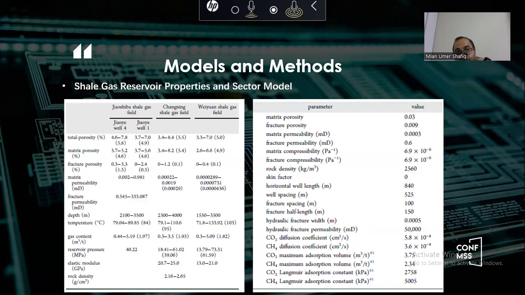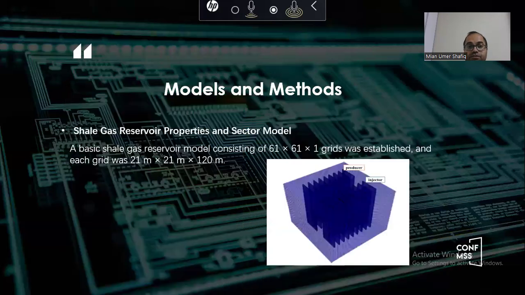For example, there are different fields like the Shiba shale gas field, Changning shale gas field, and Weiyuan shale gas field, and they have different properties like porosity, fracture porosity, matrix porosity, permeability, depth, temperature, gas content, reservoir pressure, elastic modulus, and rock density. So these are different parameters which are used, and we have to get the average value. For example, for matrix porosity, we use 0.03. For fracture porosity, we use 0.009, and for fracture permeability, we use 0.6. So these are the data which we have used.